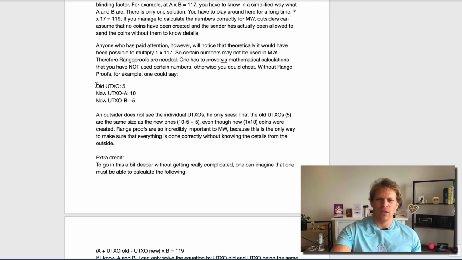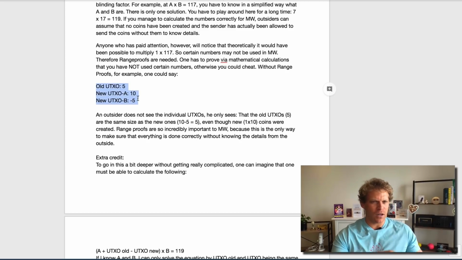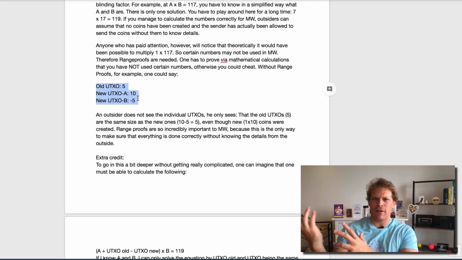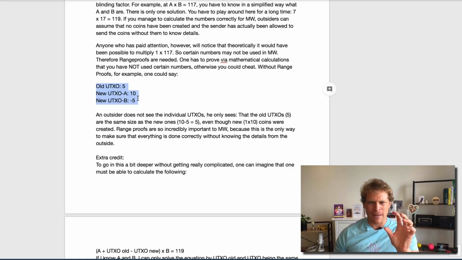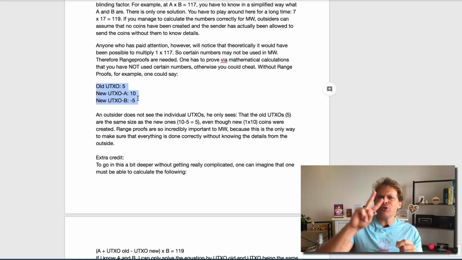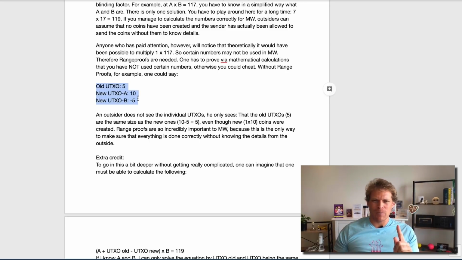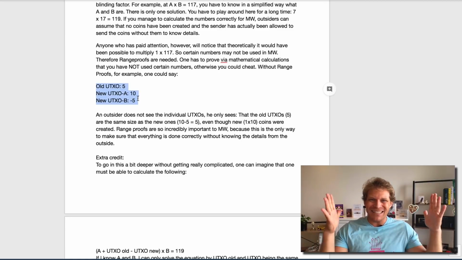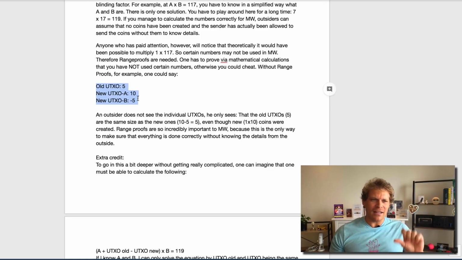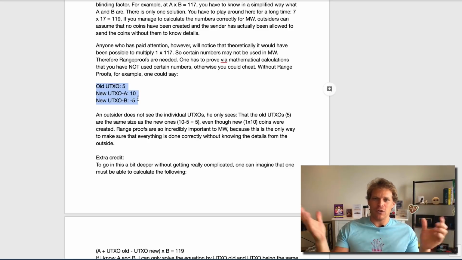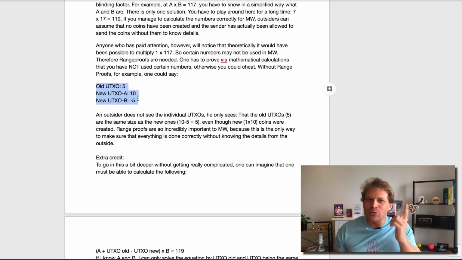Imagine this scenario. I have an old unspent output and it's 5. So I could spend 5 Bitcoins or 5 Mimblewimble coins, right? Now imagine I create 2 new outputs. Remember, I can split outputs. And I create one that's 10, so someone receives 10 Bitcoins, and another one just receives -5. Now, because in Mimblewimble, you cannot see this from the outside, these outputs just have to fit together, and the old and the new have to cancel each other out. This works, because 5 equals 10 minus 5, which is also 5. But in this case, 10 new coins were created.